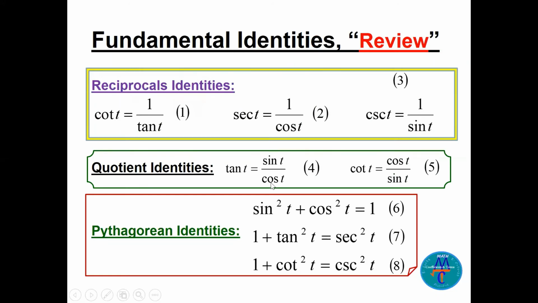This is a review of the fundamental identities. We have the reciprocal identities, we have seen many times. We have the quotient identities. Tan t is equal to sine t over cosine t. Cotan t is the reciprocal also. And then Pythagorean identities: sine squared of t plus cosine squared of t is equal to 1. 1 plus tan squared of t is equal to secant squared. And 1 plus cotan squared of t is equal to cosecant squared of t.